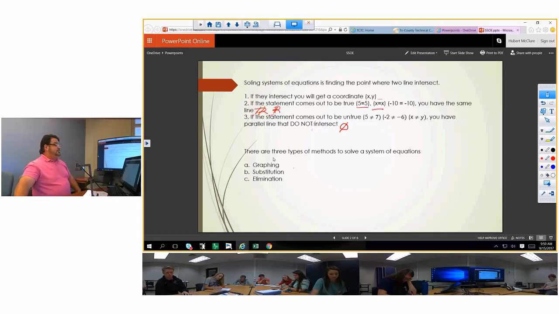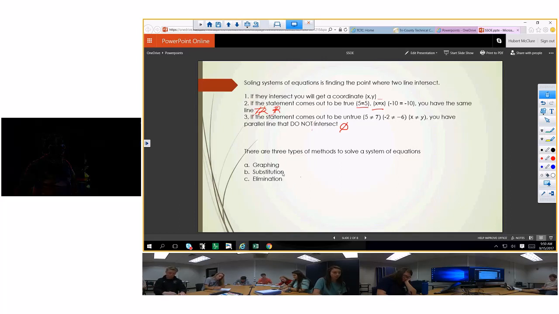All right, there are three types of methods. Here they are, the three most used: graphing, substitution, and elimination. Now, you can do matrices, you can do Cramer's rule, you can do elementary row operations, you can do identity matrix. There's all kinds of different methods, but the generic ones are graphing, substitution, and elimination. That's what most of your Algebra 2s go to. That's what most of your college algebras go to.